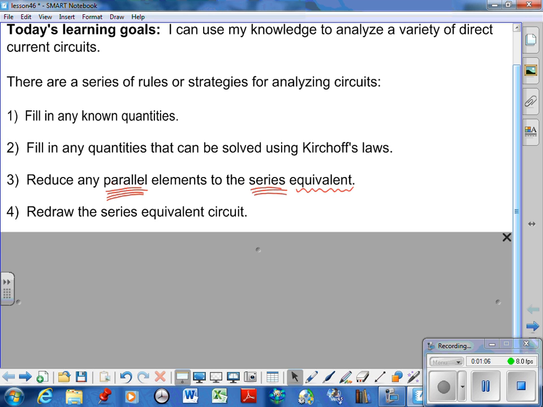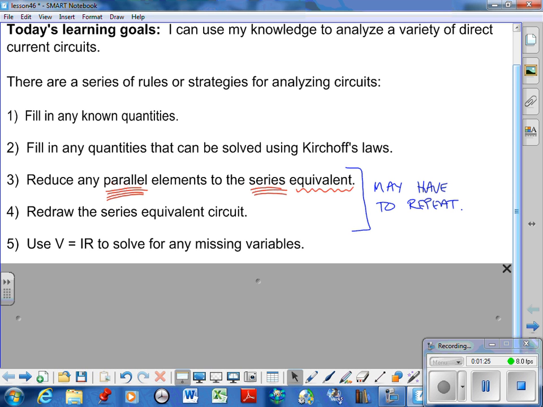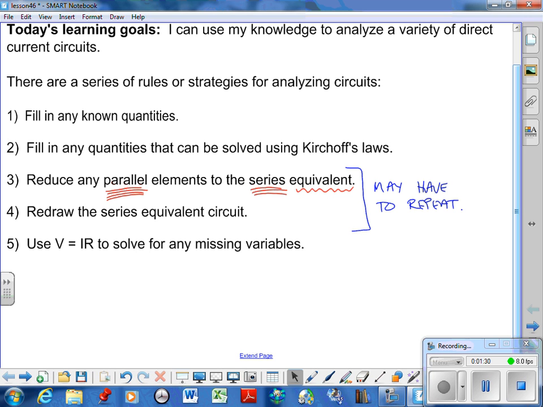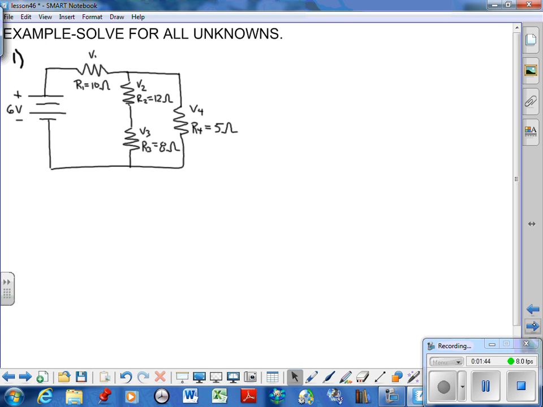Then you want to redraw the new equivalent circuit, and this might be repeated several times, so I'll put here: may have to repeat. And finally, we're going to use V equals IR to solve any of the missing variables. So there are the 5 guidelines or strategies. You'll notice that this is not a recipe. I use the word strategies or rules because it's not something that's going to be the exact same every time. Every circuit is different. So let's take a look.